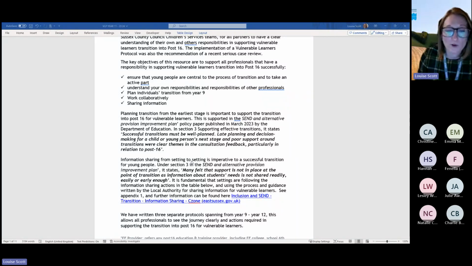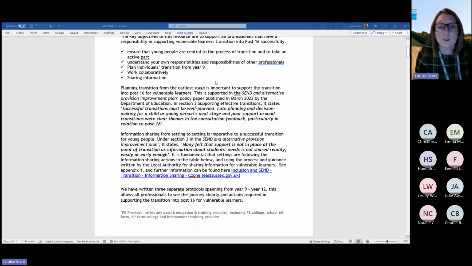We've put a short paragraph in there that's taken from the improvement plan, which talks about how successful transition must be well planned. So that's what we're trying to achieve from having the vulnerable learners protocols that start from Year 9.